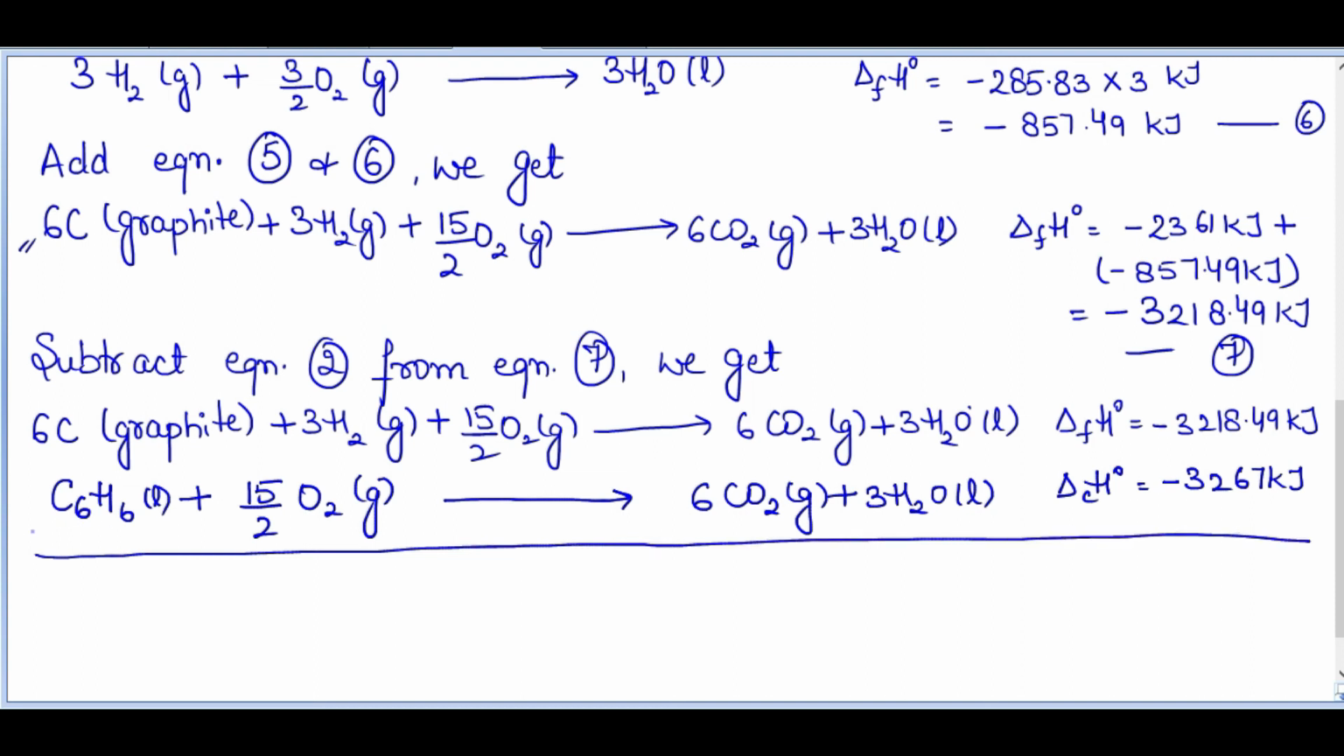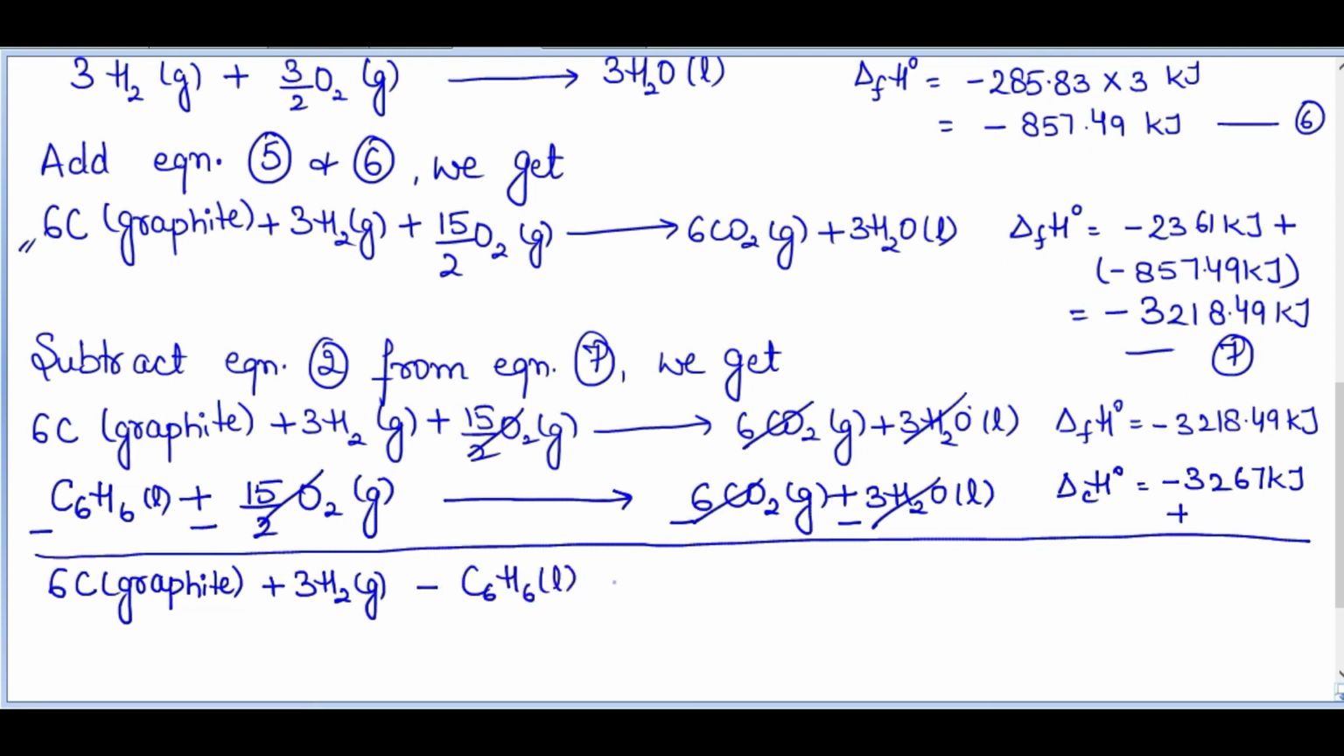I have to prepare benzene, so I'll simply subtract these values. So here I'll change the sign, minus, minus, again minus, minus, and here I'm having minus sign. So minus into minus, that means positive, right? So now 15 by 2, 15 by 2 cancel, 6 CO2, 6 CO2, 3 H2O, 3 H2O. Now what I have, 6C graphite plus 3H2 gas minus C6H6 liquid.